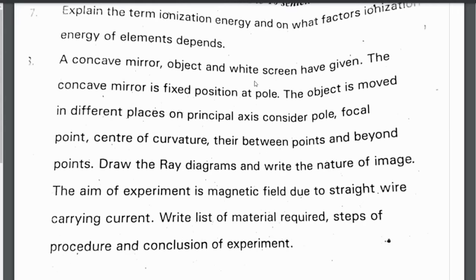A concave mirror, an object and a white screen are given. The concave mirror is fixed in position at its pole. The object is moved to different places on the principal axis. Consider the pole, focal point, center of curvature, the points between them and the points beyond. Draw the ray diagram and write the nature of the image.